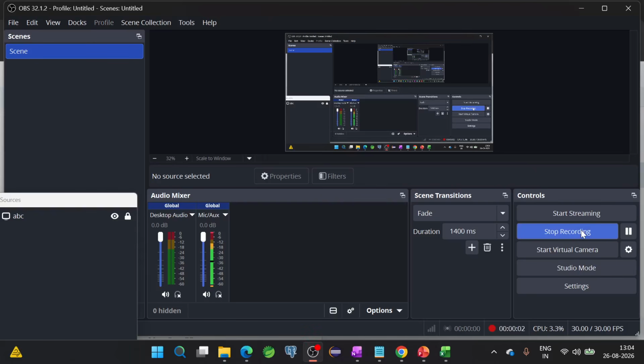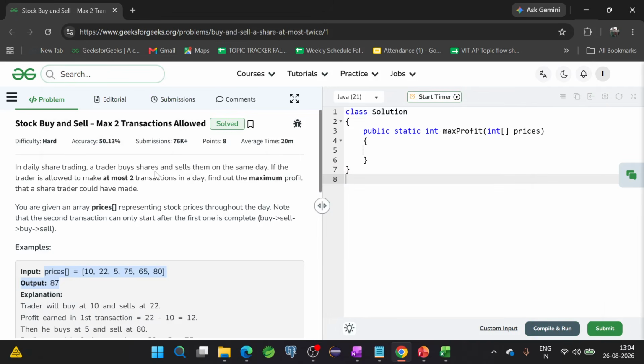Hello friend, today we have another very important question, as you can check here. It is related to the previous question. If you didn't watch my previous question, its name was stock buy and sell, maximum one transaction allowed. Here two transactions are allowed.